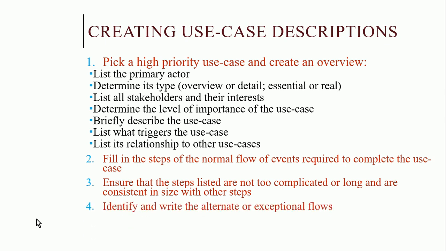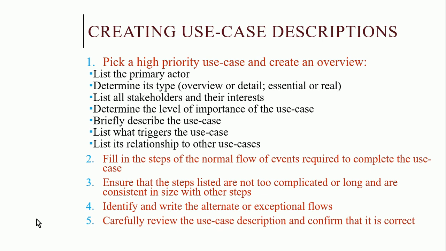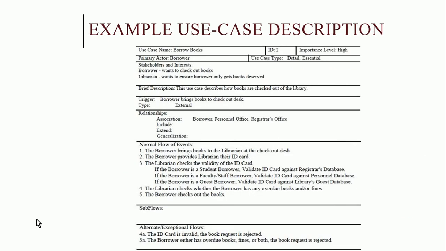Then we're going to identify and write the alternate or exceptional workflows. In other words, what do we do if something goes wrong? What do we do if something doesn't fit into the model, right? We have to explain what's going to happen when somebody gives us the wrong answer, right? So how do we handle those exceptions? We're going to carefully review that description and confirm that it is correct. And then we're going to iterate all of those steps again and create additional fully developed use case descriptions.